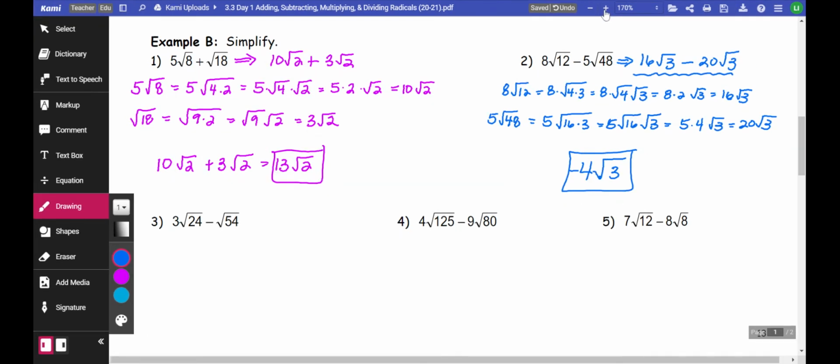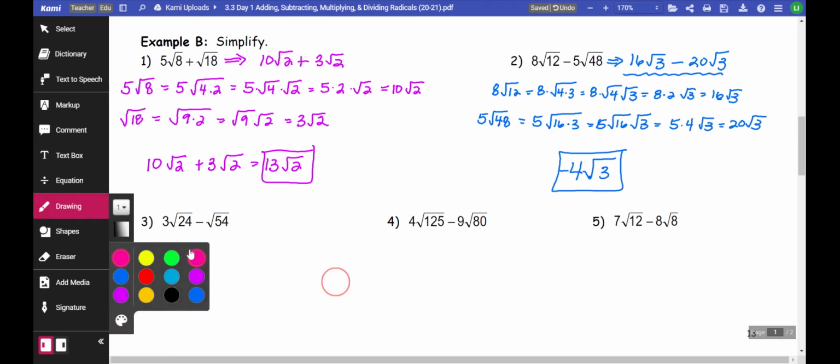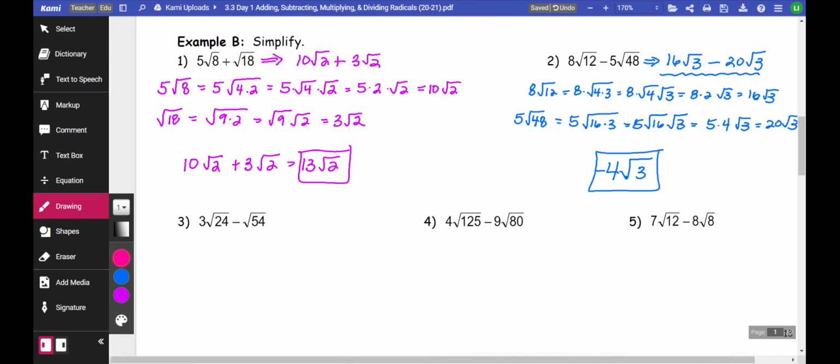All right, so go ahead and pause, try 3, 4, and 5 really quick. For number 3, I need to simplify that square root of 24 and then the square root of 54. So 24 is 4 times 6. 3 root 4 times root 6. I get 3 times 2 times the square root of 6 equals 6 square root of 6.